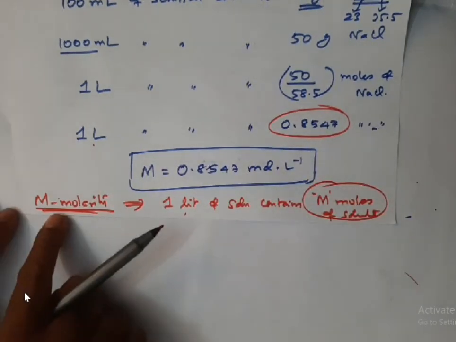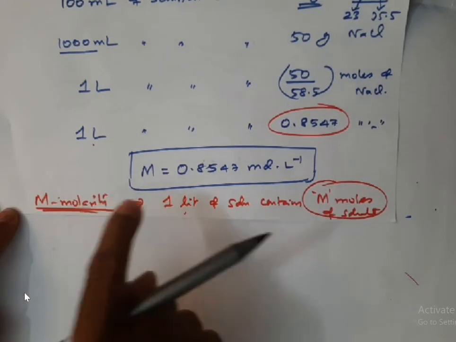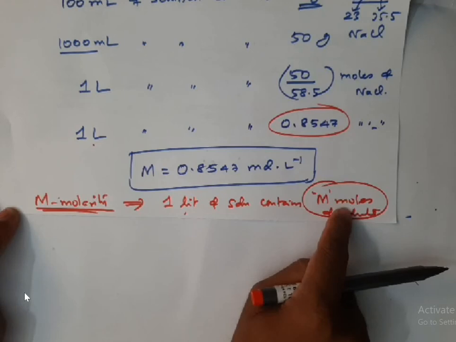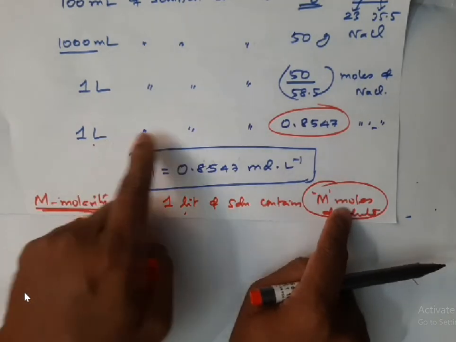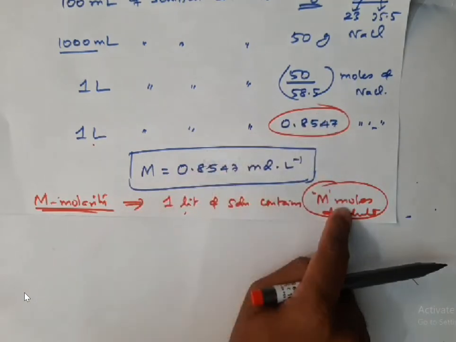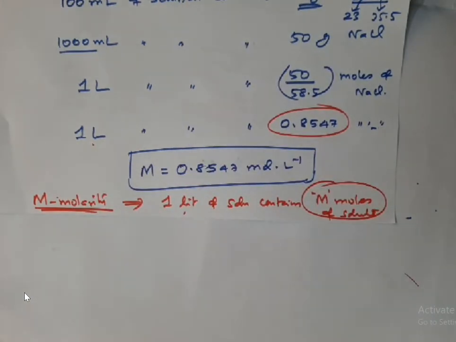If I say some solution is M molarity, it means 1 liter of the solution contains M moles of the solute. Similarly here I have 1 liter of solution containing this many moles of solute. So that is nothing but molarity. Is it clear, students? Yes, sir.